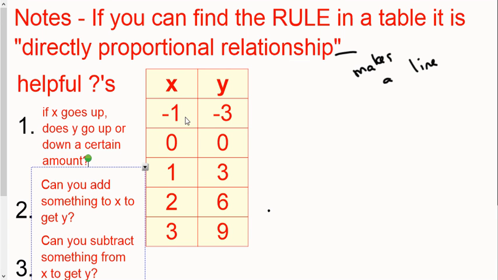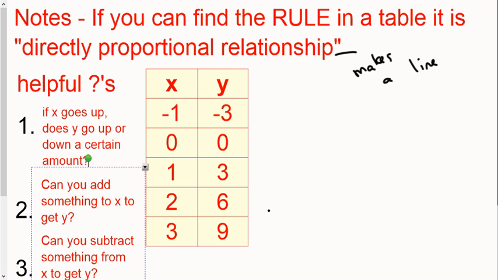We need to be able to say I can find the pattern, and if I can find a pattern and this pattern holds true for the whole table, and when I go graph it, it makes a line, then I would know it's directly proportional. If I can't find that pattern, then I'm just going to say it's not proportional.